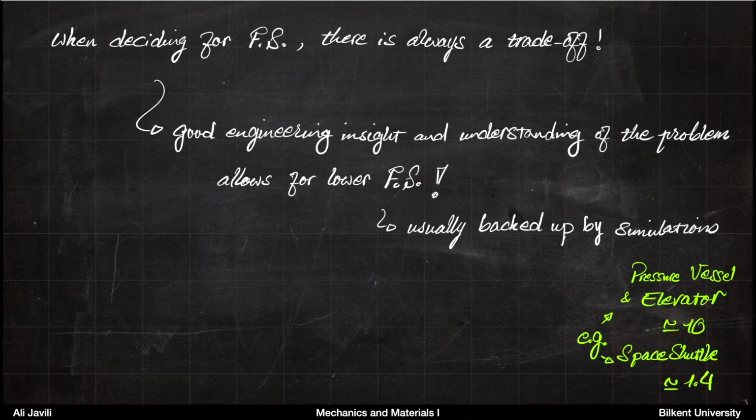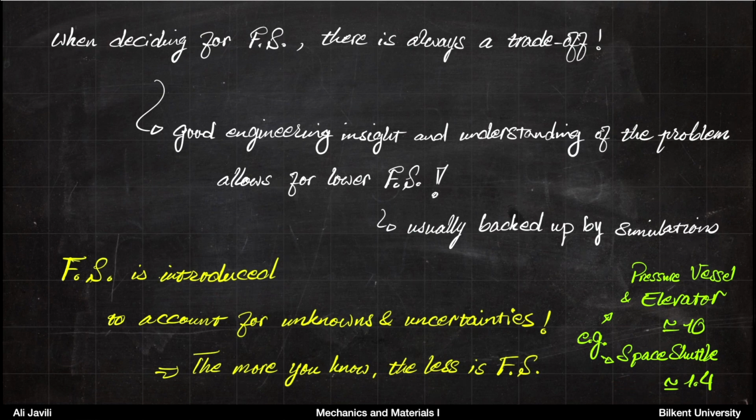So when we say the factor of safety is 1.4, we are talking about the weakest part of that structure. So this is the worst part of it. In a space shuttle, obviously you have many parts that have a factor of safety much larger than 10. But the lowest factor of safety is 1.4.